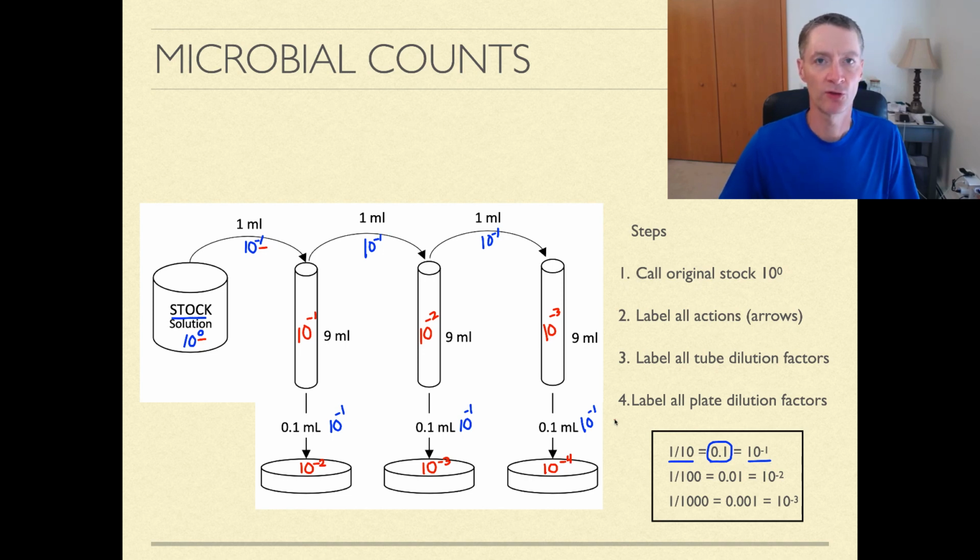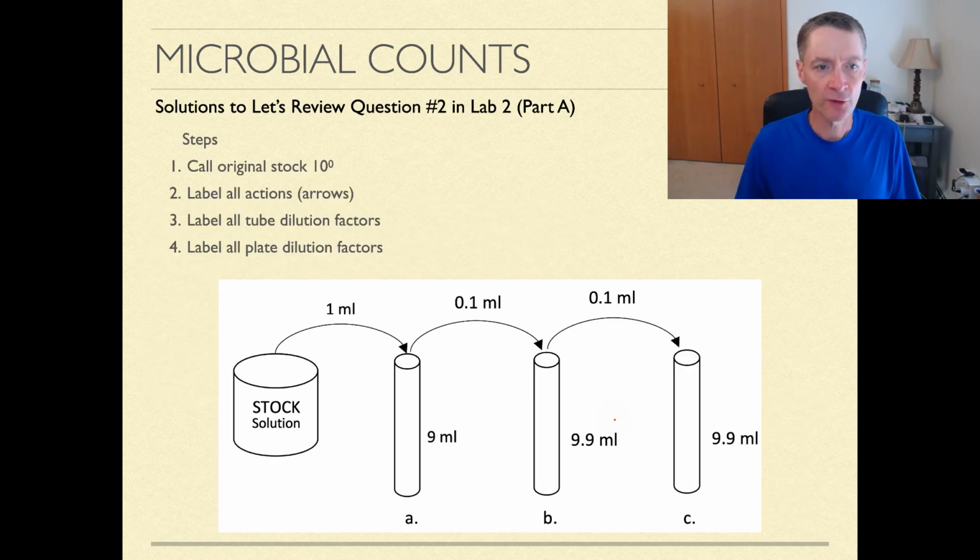Right? So this is the way I would approach these kinds of dilution factor problems. Let's look at the problems that were posed at the end of this laboratory, at the end of the Module 2 lab. So here's number 2 from the Let's Review section. Again, we're going to use all the same steps. So the steps are the same. Let's figure out what the dilution factors in the tubes are here.